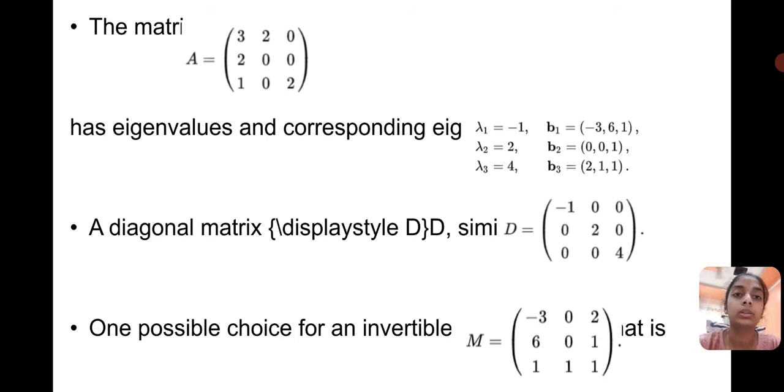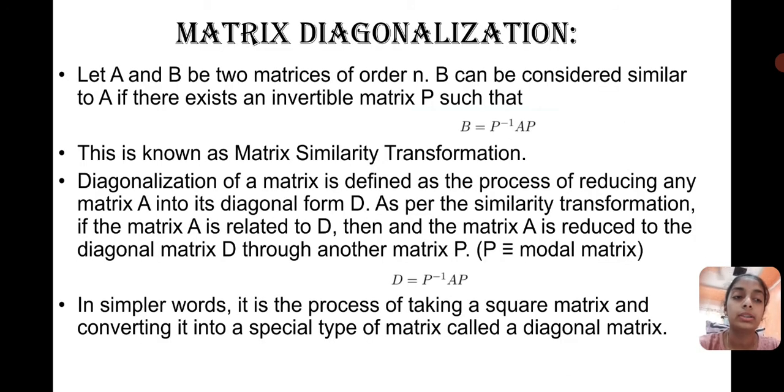The matrix A = [3, 2, 0; 2, 0, 0; 1, 0, 2] has eigenvalues λ1 = −1, λ2 = 2, λ3 = 4, corresponding to eigenvectors b1 = (−3, 6, 1), b2 = (0, 0, 1), b3 = (2, 1, 1). A diagonal matrix D is similarly D = [−1, 0, 0; 0, 2, 0; 0, 0, 4]. One possible choice for an invertible M is [−3, 0, 2; 6, 0, 1; 1, 1, 1]. That is matrix diagonalization.